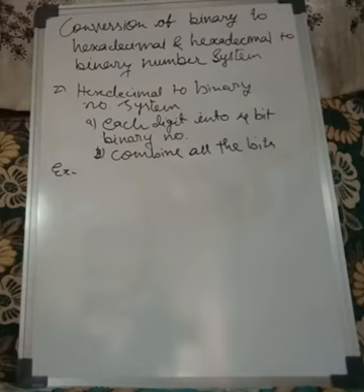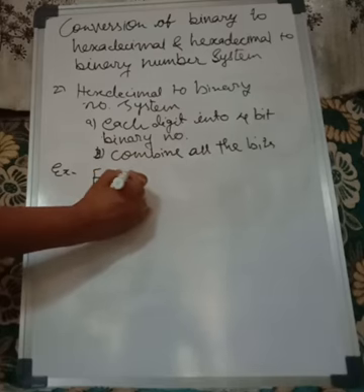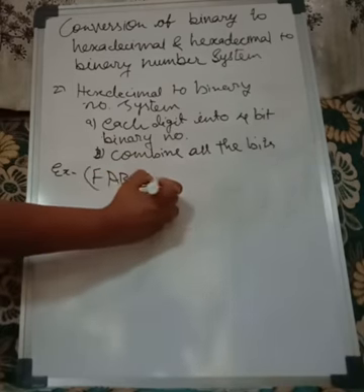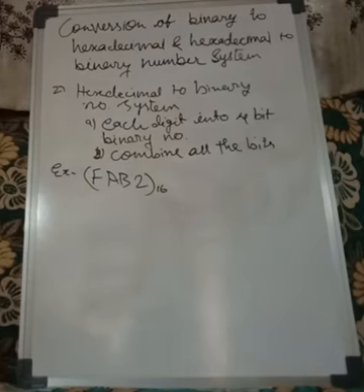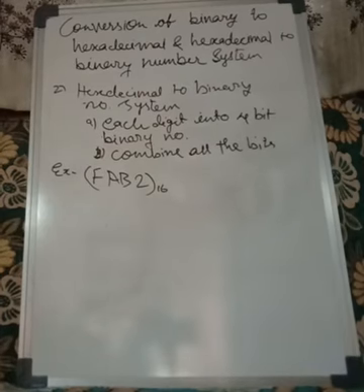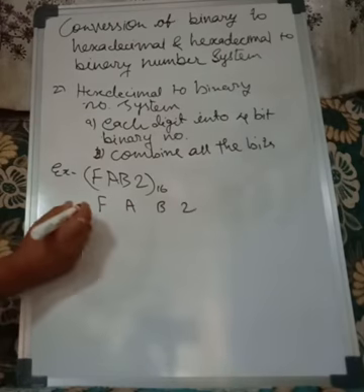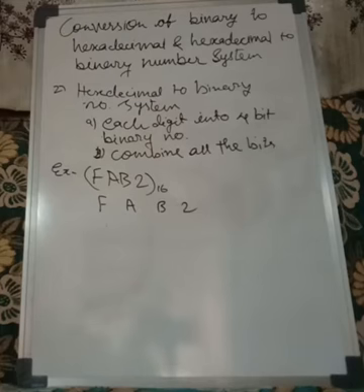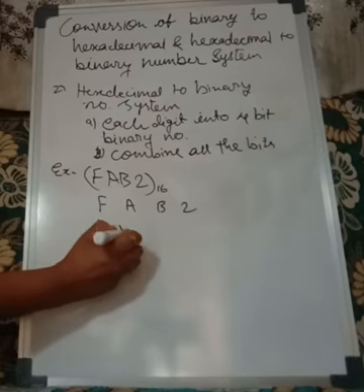Okay. So we have an example, suppose say FAB2. So this number is in hexadecimal number system and we are going to convert it into binary number system. Okay. So what we'll do? We'll write each digit over here. F, A, B and 2. Now we know F. What is F? F is 15. And how we can write 15? 1, 1, 1, 1.